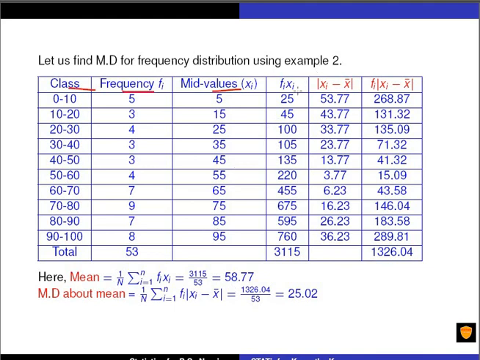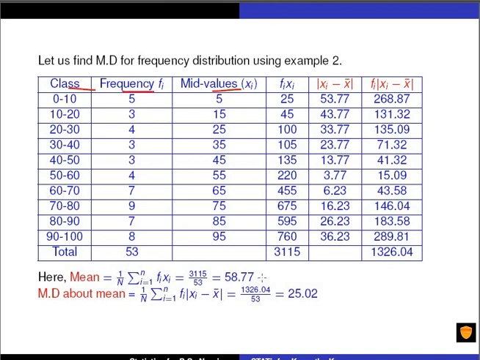Now we need the value of the mean also. And the formula for the mean for grouped frequency distribution is what? It is 1 by capital N summation fi xi. That's why you need to calculate this column also, fi xi. So fi xi means just simply multiply the frequency and the mean values, and you will get this column. After calculating this fi xi, we calculate the sum of all these observations, which is equal to 3115. So now we calculate the mean, which is equal to 1 by capital N summation fi xi. So 3115 divided by 53, since our total frequency is equal to 53. So the mean is coming out 58.77.